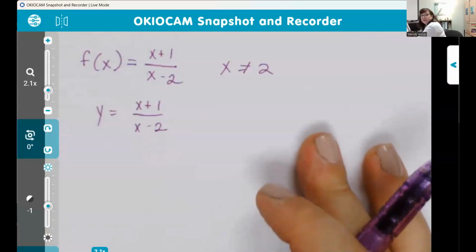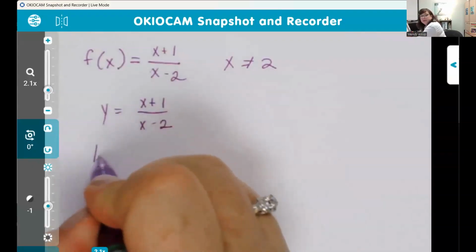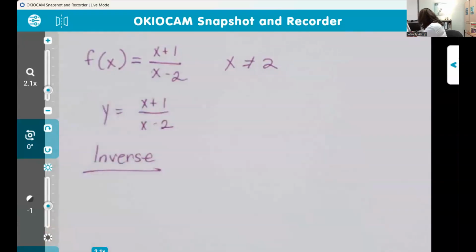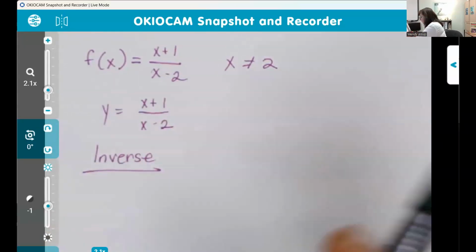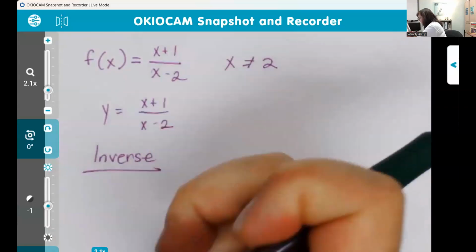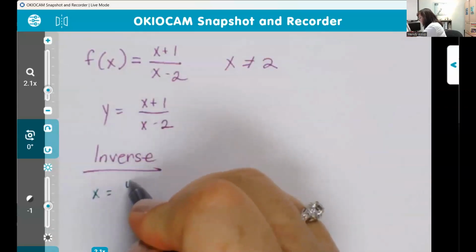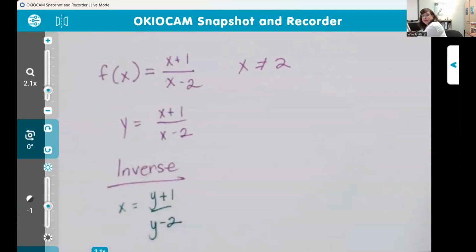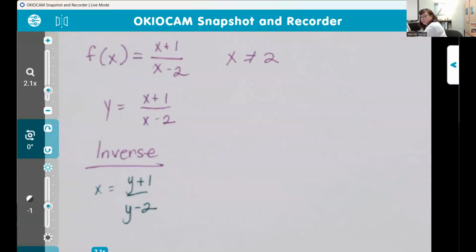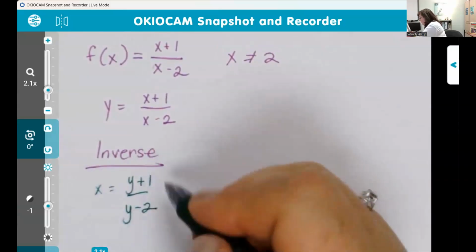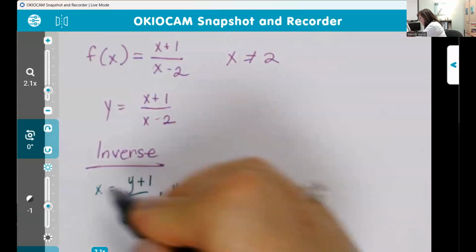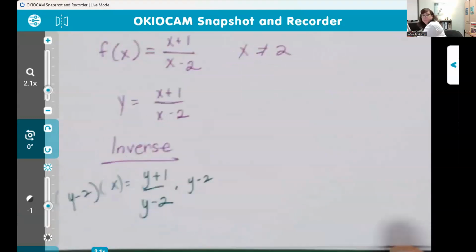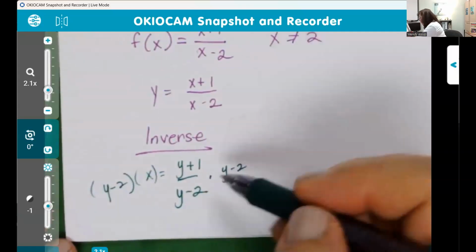And to find the inverse, we need to flip our x's and our y's. So I'll do my inverse. Now I've got x equals y plus 1 over y minus 2, and I need to solve for y. Well, how do I solve for y? Let's get them all up top. Let's multiply the top and the bottom by y minus 2. So I'm getting it out of the denominator here.